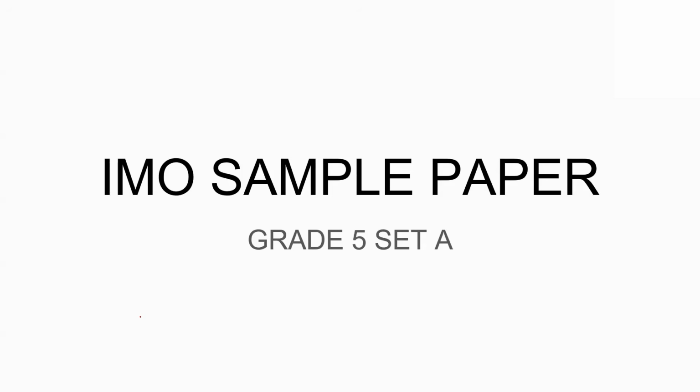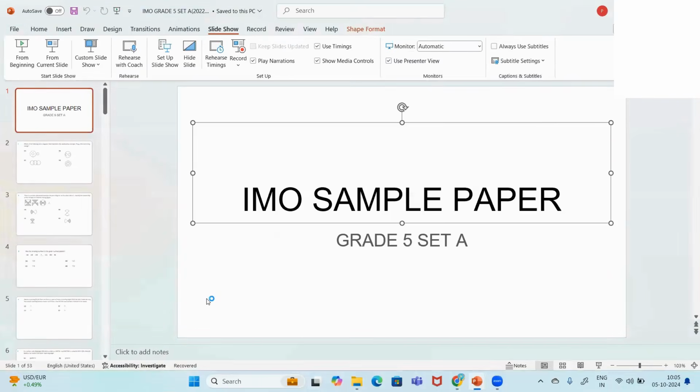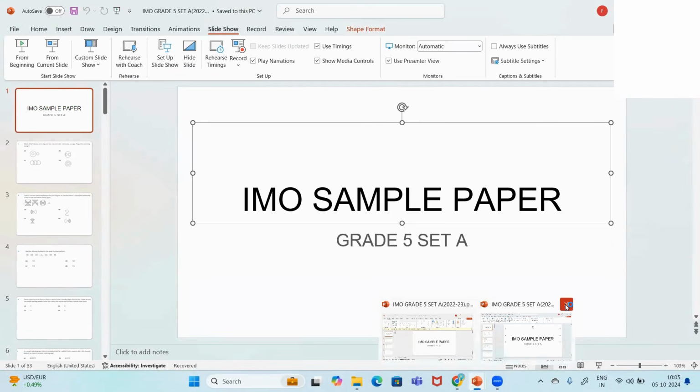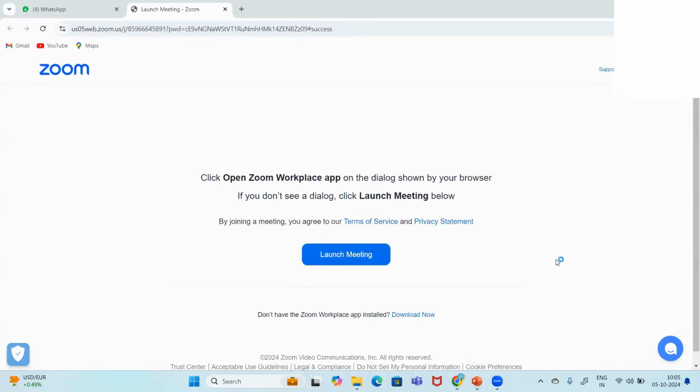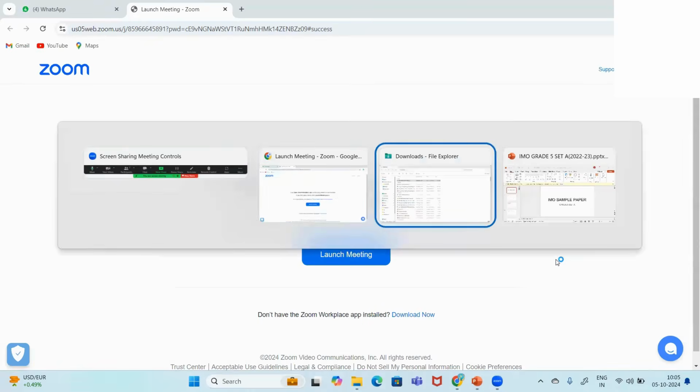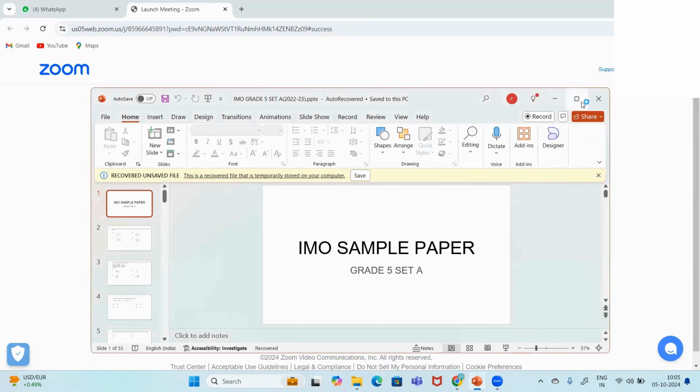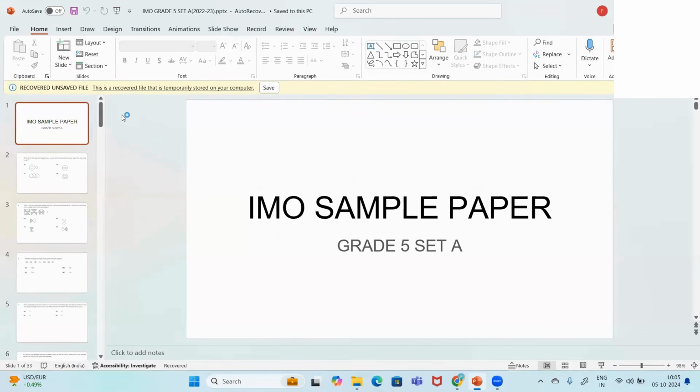So today we are here to start our few sample paper sessions for every grade starting from 2 to 8. I hope this would help you in the upcoming Olympiad series. So we'll discuss the sample papers for grade 5 today. So let's start.